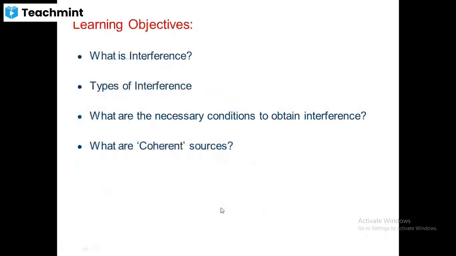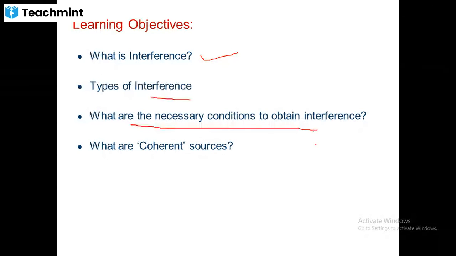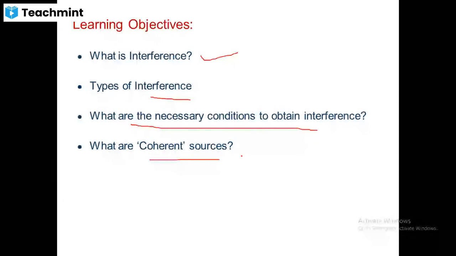So what are the learning objectives of this session? The learning objectives are: we want to know what exactly interference is, why it is required, and what the types of interference are. If you want to have interference, what are the basic conditions required to obtain it? We also want to know what exactly coherent sources are. So these are the objectives of this session. We'll learn these things in this session.